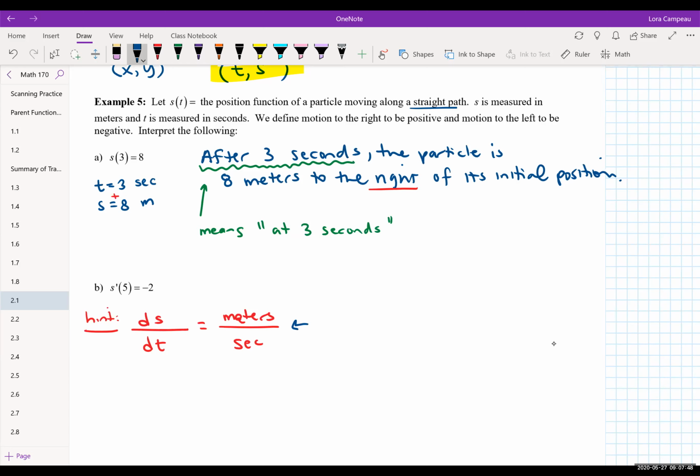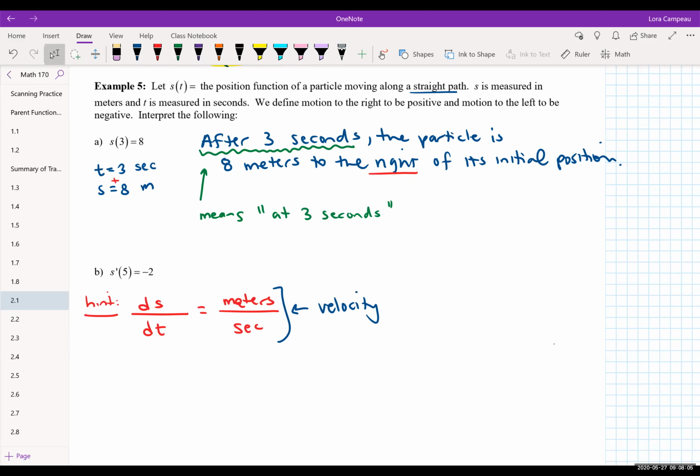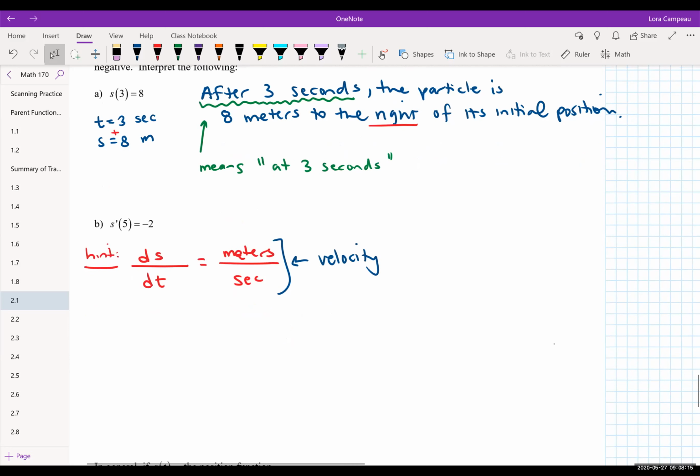So this, by the way, is velocity, meters per second. That's how we measure that. So this is the final case of understanding, oh yeah, meters per second, that's a rate. We're comparing two different units to each other, meters versus seconds. They're not both the same type of unit, one's distance and one's time. So if I'm going to interpret this, same notation, after 5 seconds, or we should say right at 5 seconds.